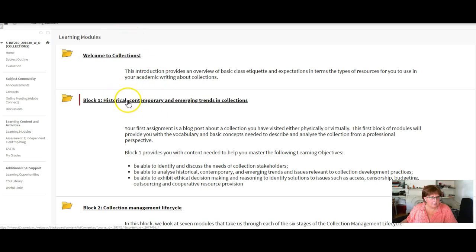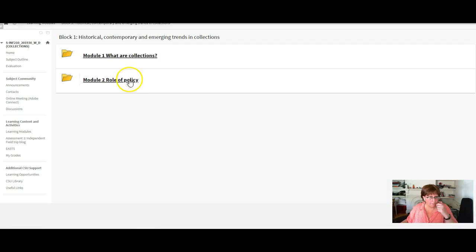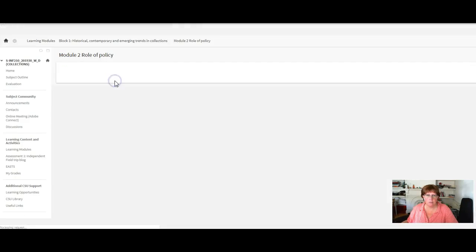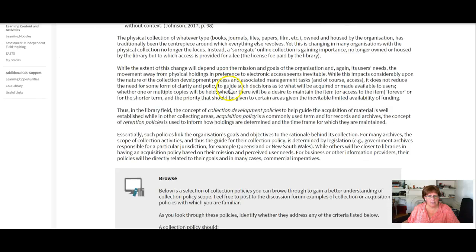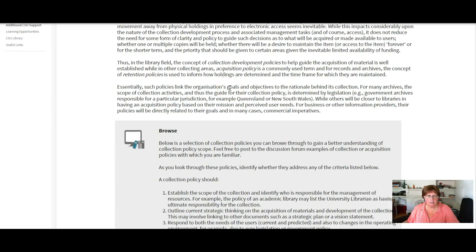So what we're looking at this week, go into the modules, is module 2, the role of policy. So there's a short bit of the textbook to look at, but it's a really important thing to have a look at. And then the rest of it here is all about collection development policies. Now sometimes these are called collection management policies, sometimes they're collection development policies.